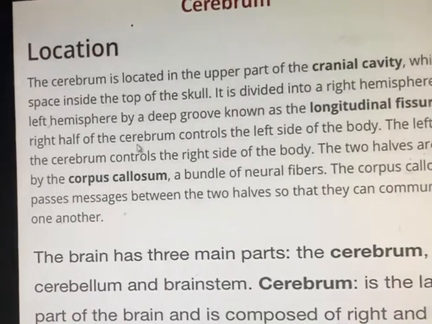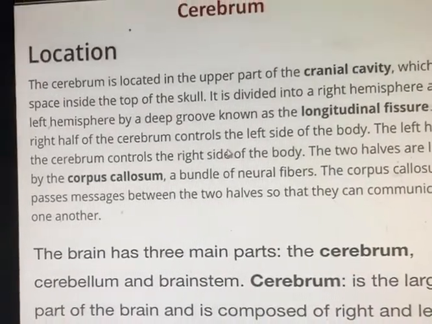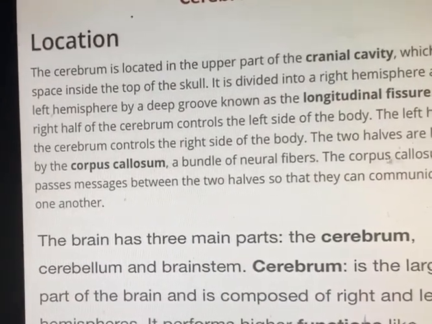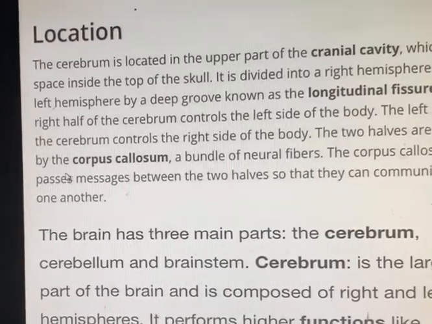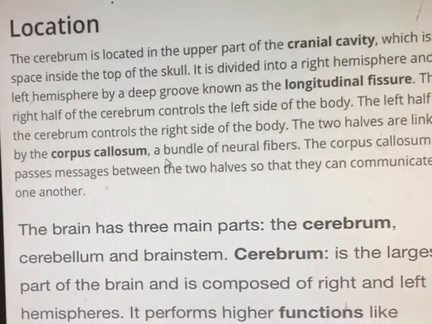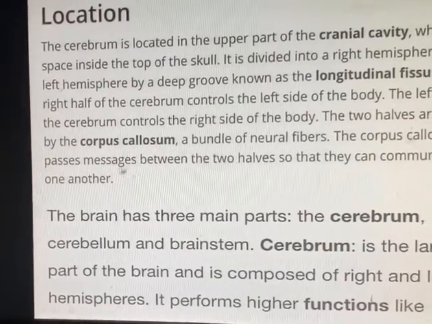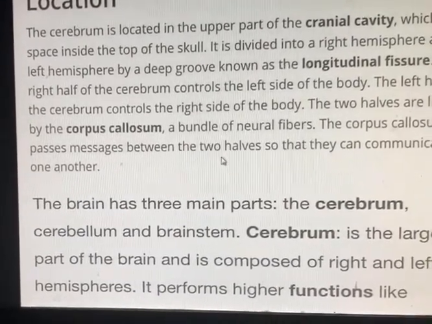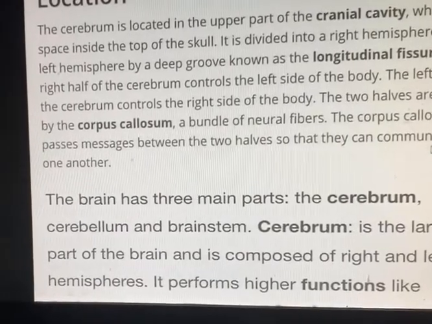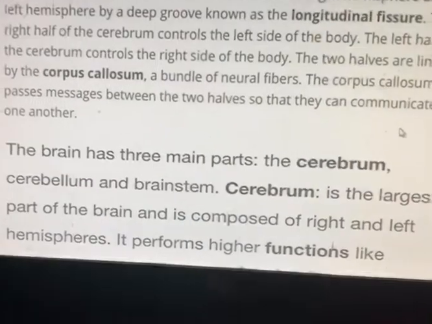The right half of the cerebrum controls the left side of the body and vice versa. The 2 halves are linked by the corpus callosum. This is a bundle of neural fibers that passes messages between the 2 halves so that they can communicate and coordinate with each other.